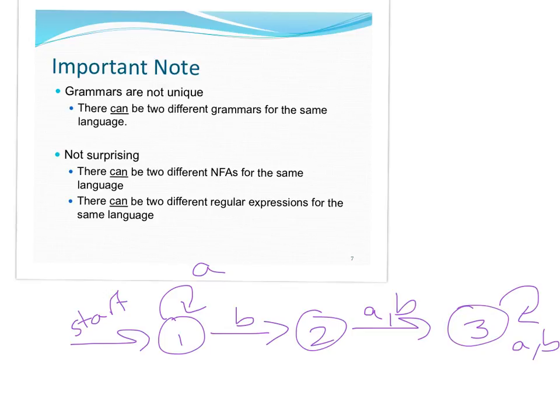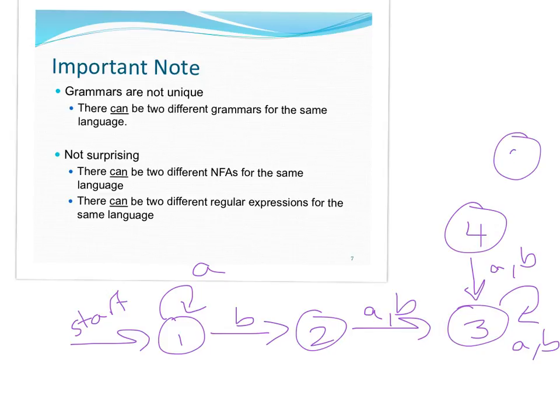So that's a minimal state DFA. But what if I added state 4 here, and I said state 4 looks like that? That's another DFA, recognizes the same language, right? Just because you can't get to 4 doesn't mean that you can't have it, right?